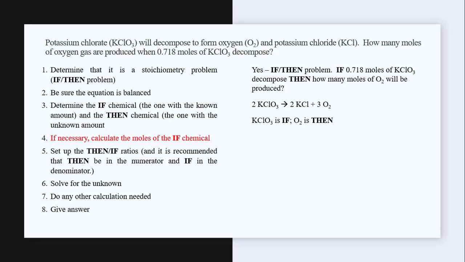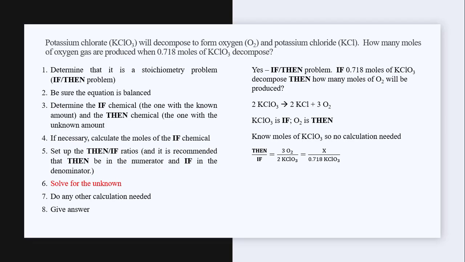If needed, calculate the moles of the if chemical. Here we're given the moles, so we don't need to do this step. Now set up the then-if ratios. I do recommend that you put then in the numerator, and you get then over if equals 3 oxygens over 2 potassium chlorates equals X over 0.718 potassium chlorates.